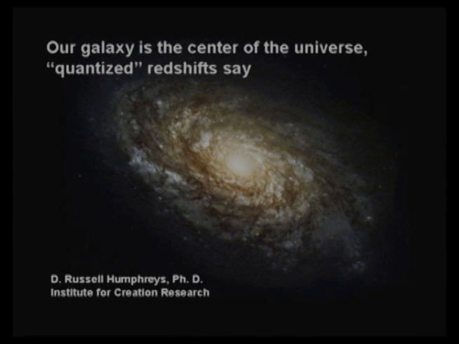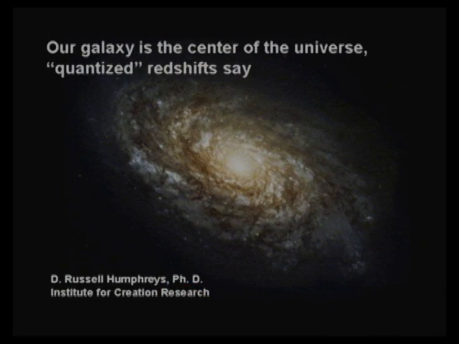Our galaxy is the center of the universe, quantized redshifts say. Now I'll explain what quantized means and what redshifts are. We're looking at a picture of a galaxy which is about 60 million light years away from us. It's a cluster of stars, about 100 billion stars, about 100,000 light years in diameter. You might mention that one light year is about 6 trillion miles.